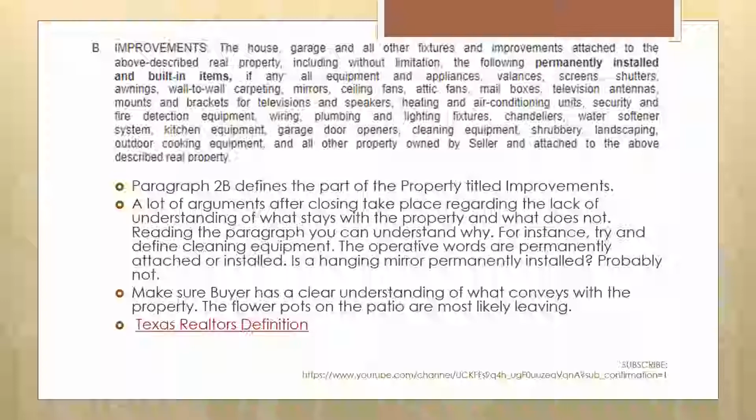Again, another one of the vague items in improvements says outdoor cooking equipment. Well, what does that mean? Does that mean a barbecue? Does it mean a built-in barbecue? Probably a built-in, but not a Weber that's on wheels. So anything that is attached and semi-permanent or permanent could be considered an improvement.